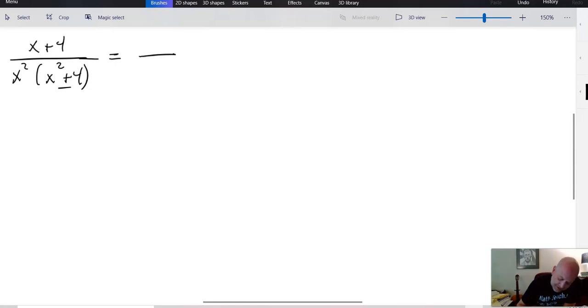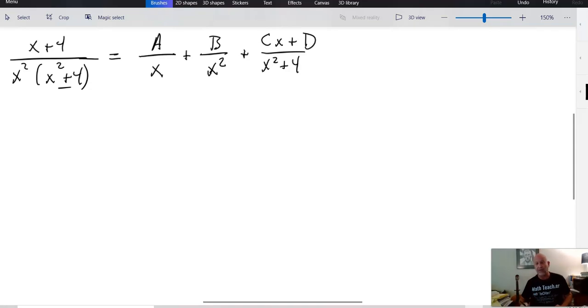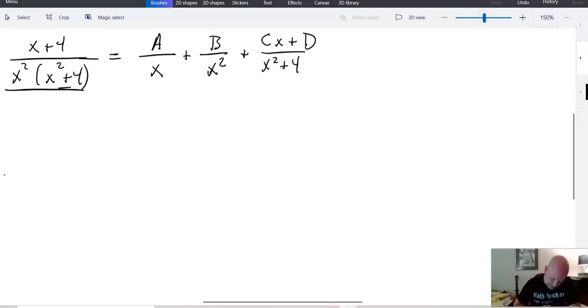So the repeated factor, the first one's going to be x, and so it'd be a over x and b over x squared. We only have to worry about two of those because it only shows up to x squared. And then for the quadratic factor, since this is quadratic, we need a linear numerator. This is going to be cx plus d. So we have four unknowns this time. They're not really variables. X is your variable. A, b, c, and d are constants we just haven't found yet.